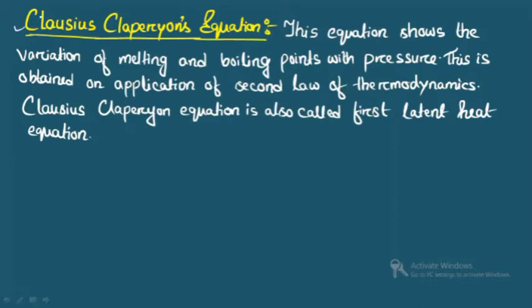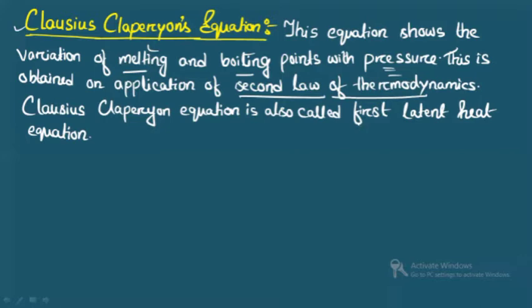This equation shows the variation of the melting and the boiling point with pressure. Using the Clausius Clapeyron equation, we can see the variation of melting point and boiling point with pressure. When pressure is changed, we will see a variation in the boiling and melting point, right? And this law is obtained on the application of the second law of thermodynamics. It is an application of the second law of thermodynamics.